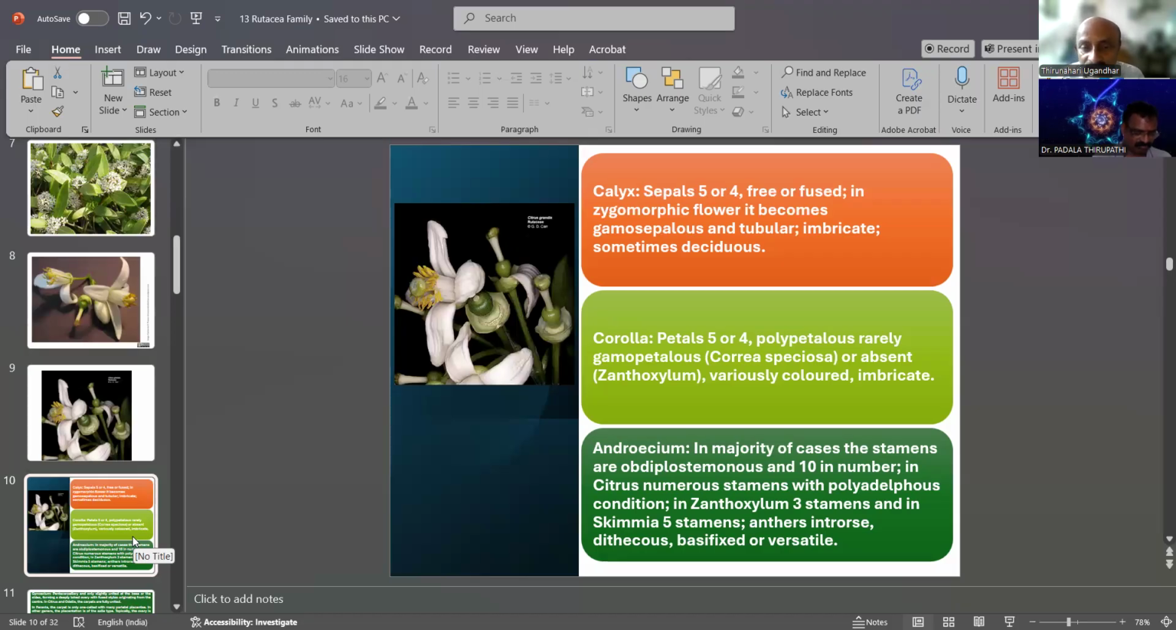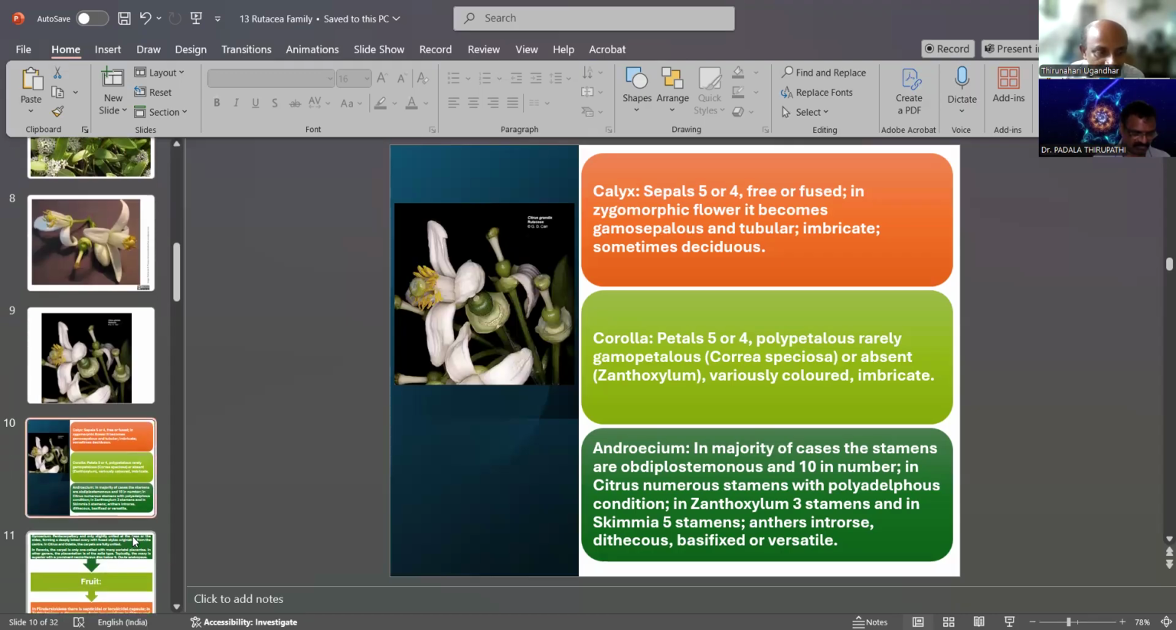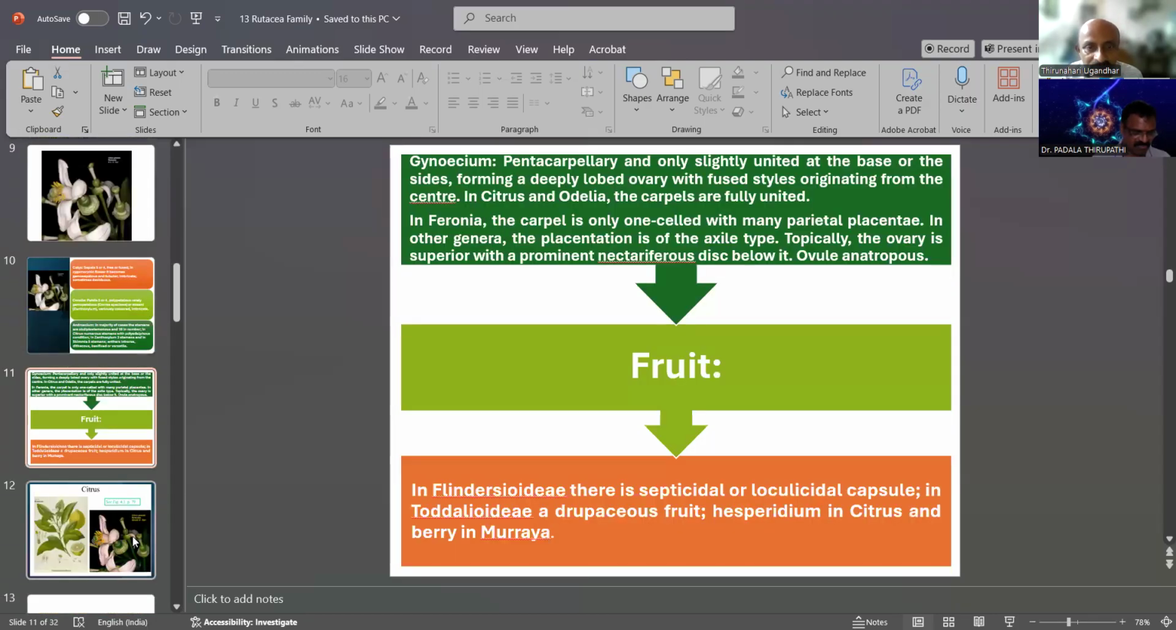These are the character features of the androecium. The androecium is the male part of the flower. Then the gynoecium is the female part. The gynoecium is pentacarpellary.